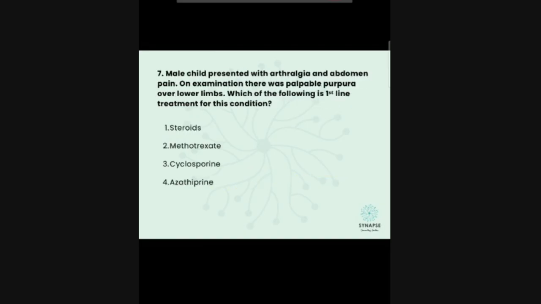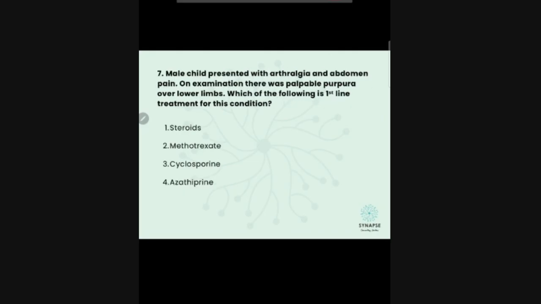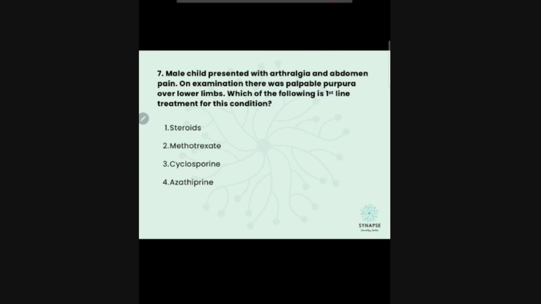Okay. Next, a male child presented with arthralgia and abdomen pain. On examination, you see palpable purpura over both the lower limbs. Very commonly asked question. Which of the following is the first line treatment for this condition? There are 4 options: steroids, methotrexate, cyclosporin, azathioprine. Before that, you should know what this condition is. The history is very well directing us towards Henoch-Schonlein purpura.